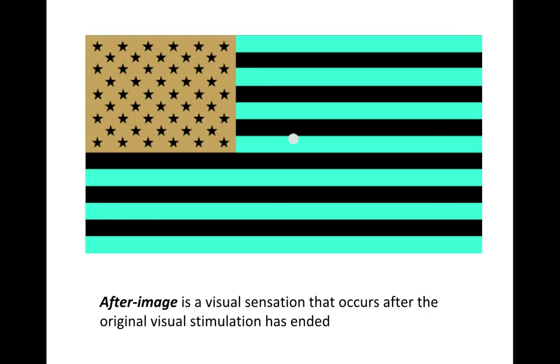A second one and a related concept, afterimage. Afterimage is a visual sensation that occurs after the original visual stimulation has ended, and kind of what is left over, the haze that kind of hangs in your eyes. So here again, let yourself stare at that white dot in the center for a few moments. Just taking in those stripes and stars. And of course, that seems familiar, but in the wrong color scheme, right? What happens next when you stare at the white screen?